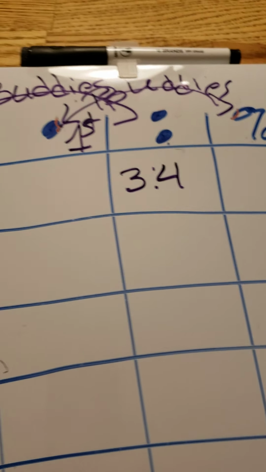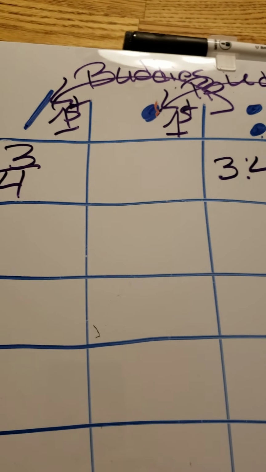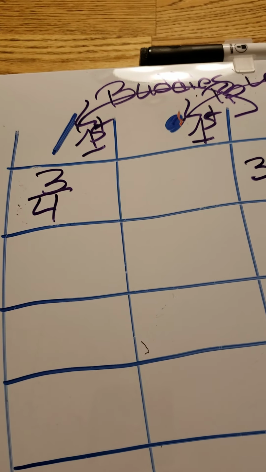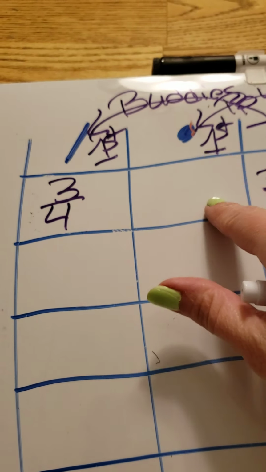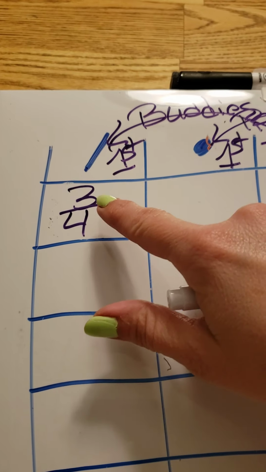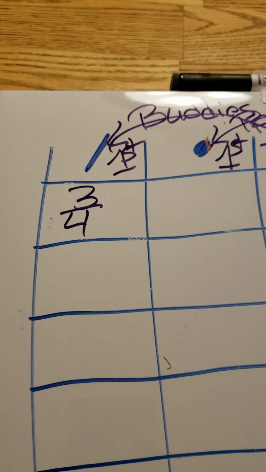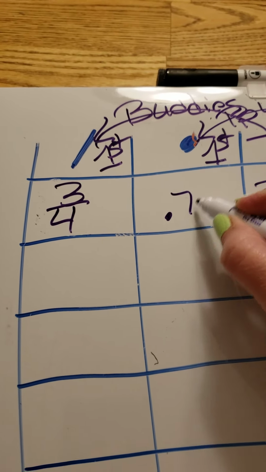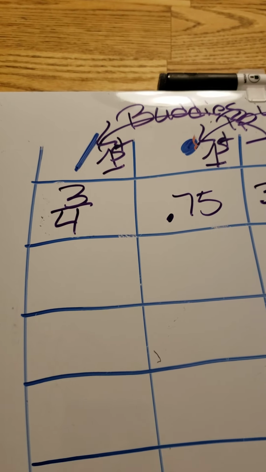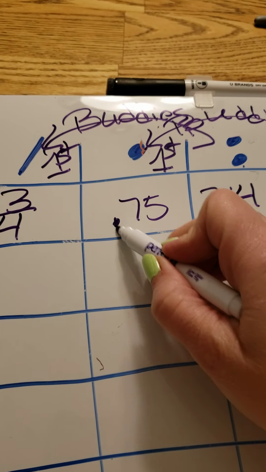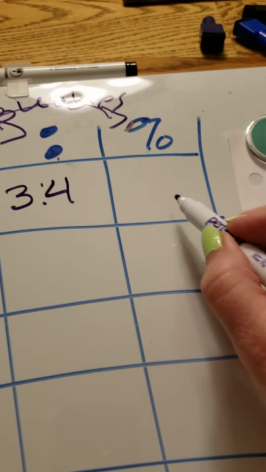Perfect. Now of the next two categories, I always have to get a decimal first. So I have to turn my fraction into a decimal. The easiest way to do that is to divide top into bottom. So 3 divided by 4 gives me 0.75. Now to get my percent, all I have to do is move my decimal 2 to the right. 1, 2. And that gives me my percent.